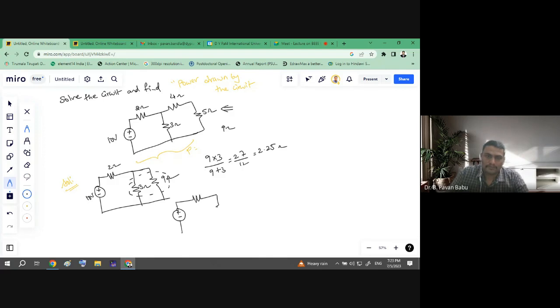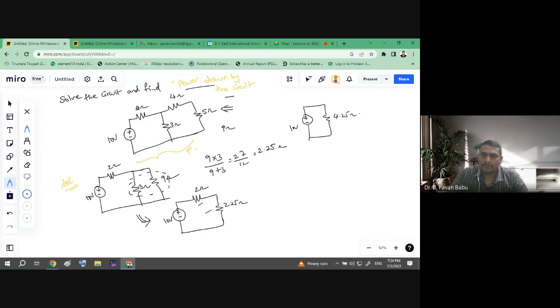Okay, so then we can redraw the circuit as 2 ohms, and this is 10 volts, this is 2 ohms, and this is 2.25. These two resistors are connected in series. So then what about the final circuit here? It is 10 volts and it is 4.25.